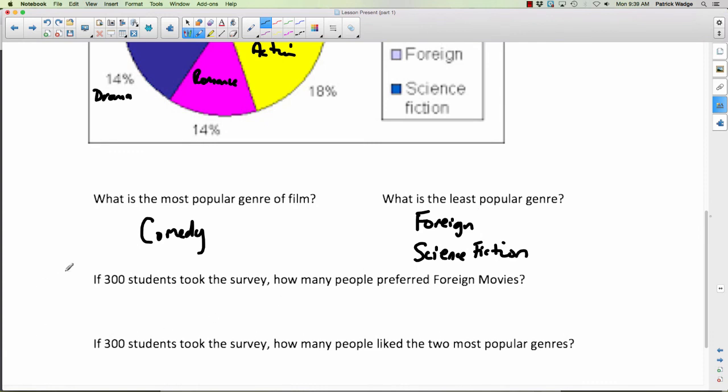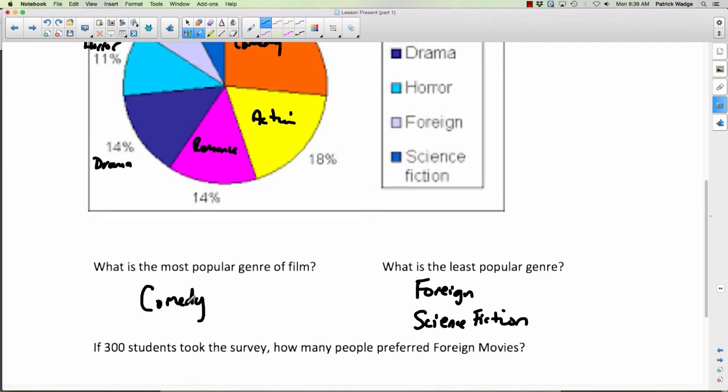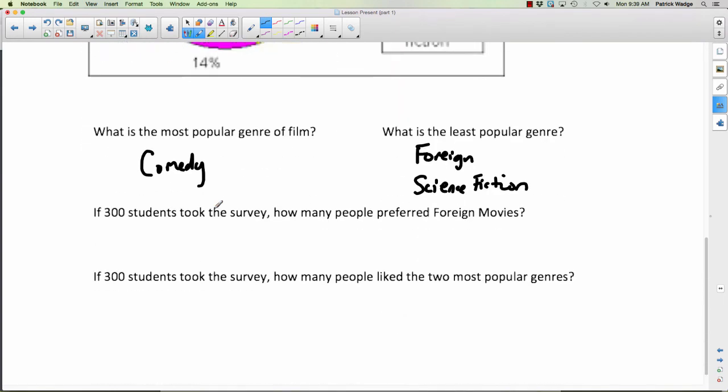Okay, if 300 students took the survey, let's just assume it was 300 students. How many people preferred foreign movies? So foreign movies, we just talked about that, it's 8%. So what we want to know then, we've got 8%, and we have this number here. And we want to figure out how many people preferred foreign movies. Hey, it looks like we're going to be taking a percent here. Let's see if we can figure this out. Let's use our proportion method. So what can we always write down? The 100 can always go down. Do we have a percent? Yes, we do. We have an 8, so we can put 8 right here.